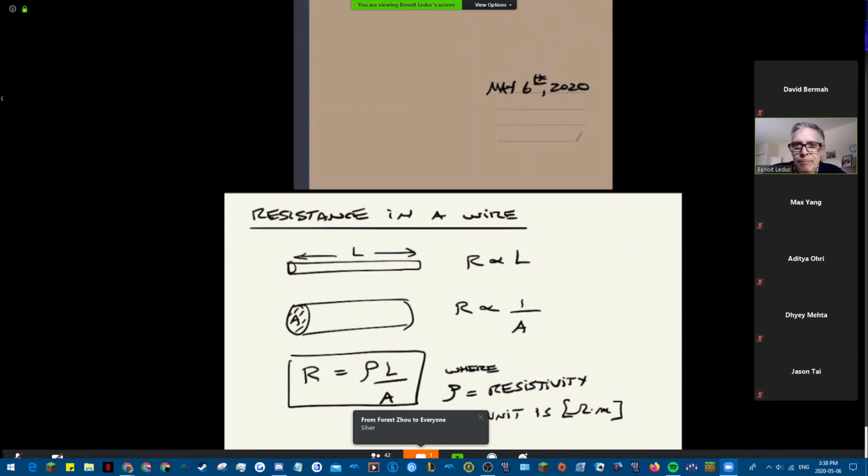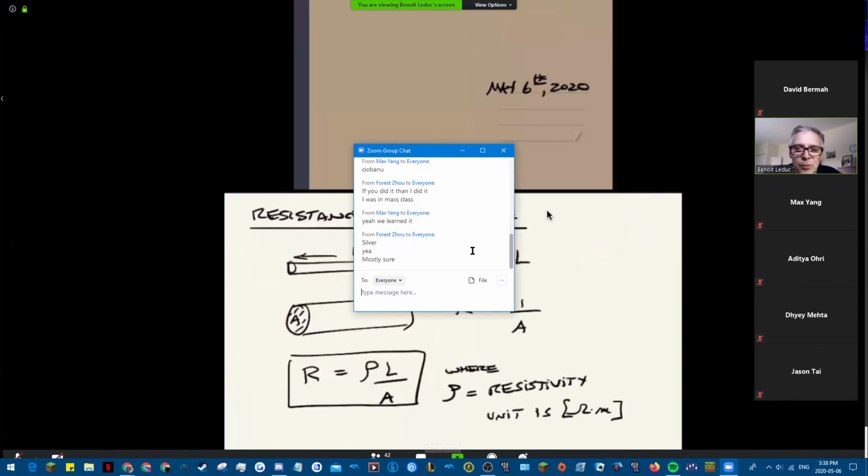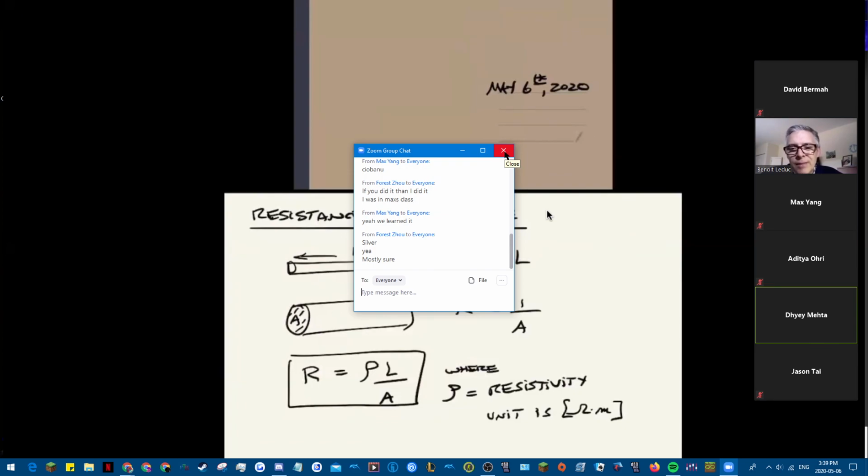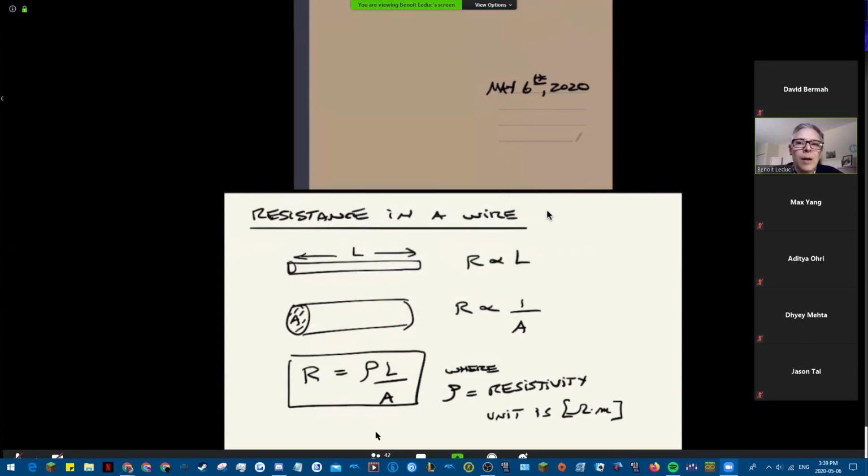Okay, guys? Yes, okay, someone. Is it Forest? Because Forest always says it's silver. You see, I knew it was Forest. So you sure it's silver? Mostly sure. Okay, so find, Forest, find the resistivity of silver and copper, and show this to me tomorrow. Silver is lower, I think. It's lower? Yeah. Okay.